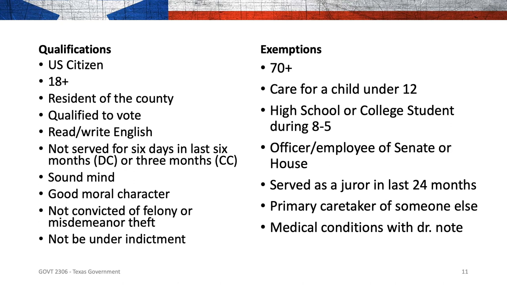Now, what are some ways that you can avoid serving on a jury? If you're over 70, you can be exempted. Now, if you're over 70 and you want to be on a jury, you can. But if you're over 70, you can say, I'm too old to do this. If you are the primary caregiver for a child who's under 12, so say you're a stay-at-home mom whose children do not go to daycare, and your child is small, then you don't have to be on the jury.